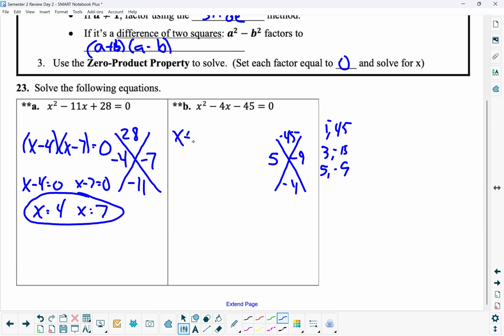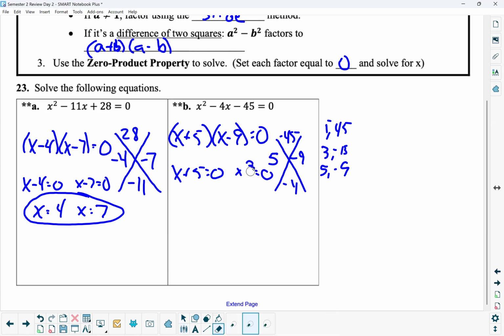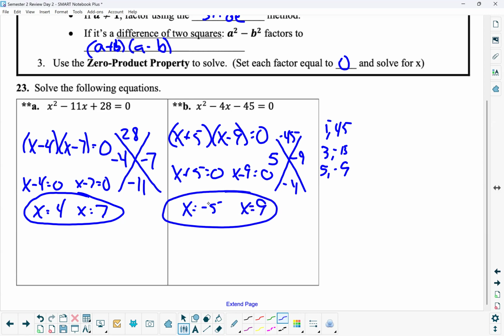So we have x plus 5 times x minus 9 equals 0. Set each factor equal to 0. And again, we get the opposite. So this is x plus 5, so x is equal to negative 5. X minus 9, x equals positive 9. And those are the two solutions.